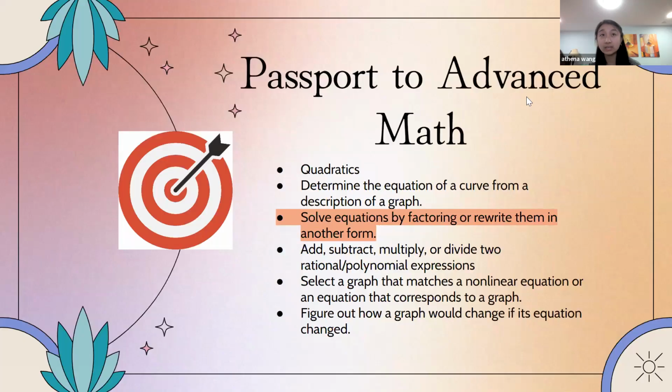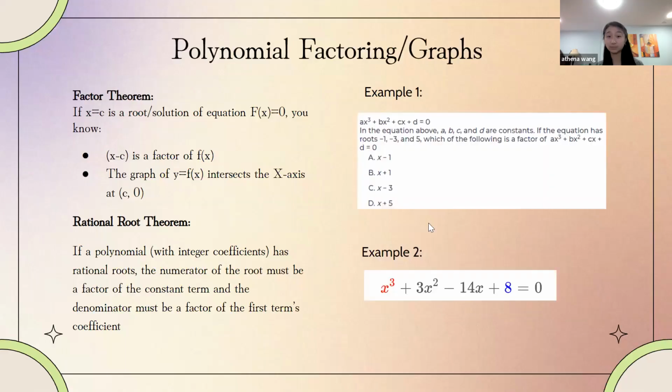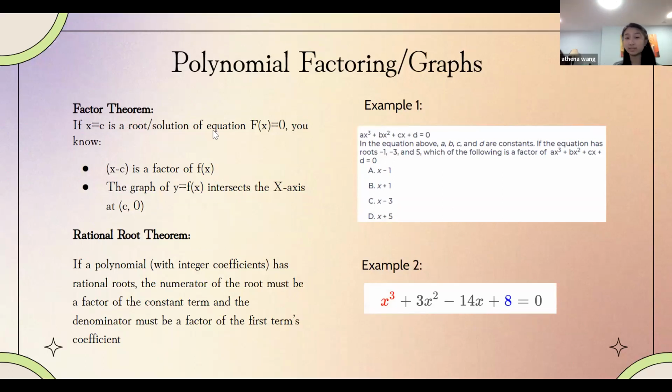This probably will be the last section we can cover. We are trying to solve these equations by factoring or rewriting them in another form. So, polynomial factoring and graphs. We have a couple of theorems here. The first one is the factor theorem. If we know that x equals c is a root or solution of the equation f of x equals 0, we know that x minus c is a factor of f of x.